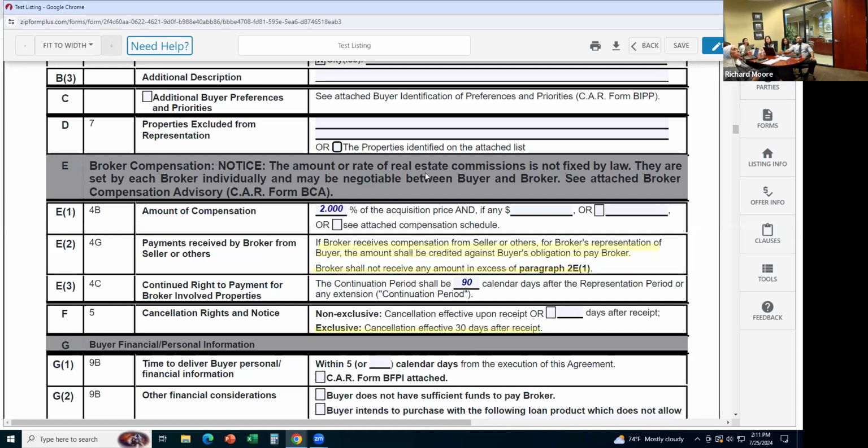They are set by each broker individually and may be negotiable, but there are some brokers that say to their agents, don't take anything less than this. If they want to negotiate, just let them go, this is all we accept. But most offices are negotiable, and here it says that they may be negotiable between buyer and broker. And then see attached broker compensation advisory, which is part of this form as well. It's one of the forms included in this packet.